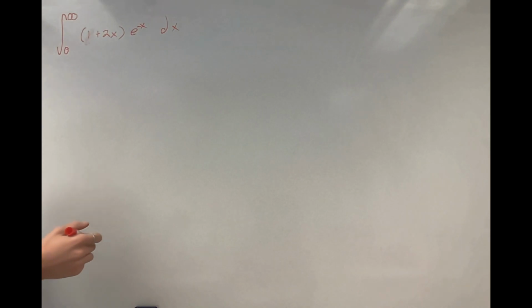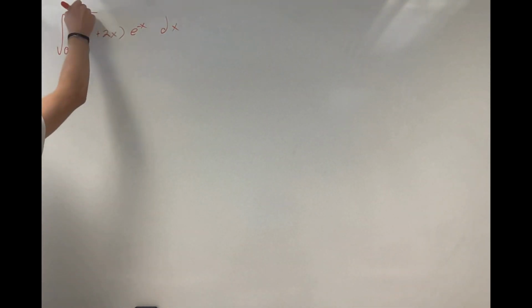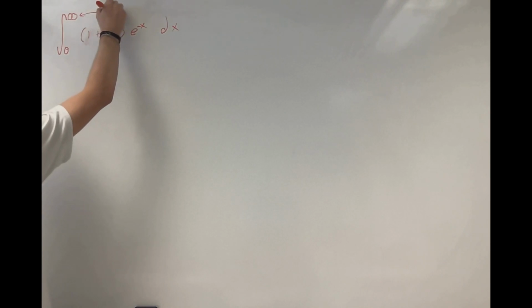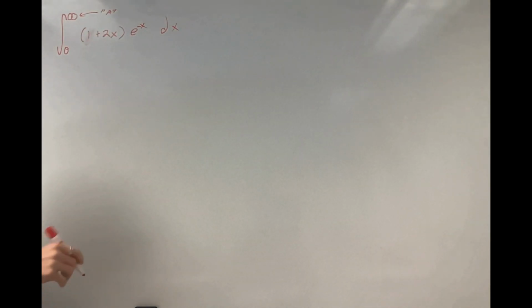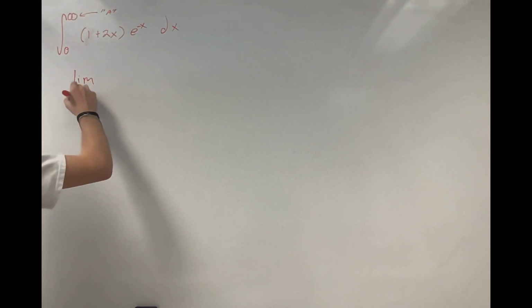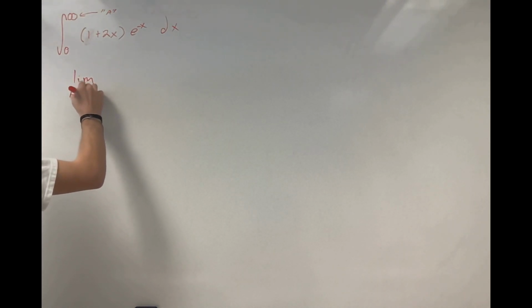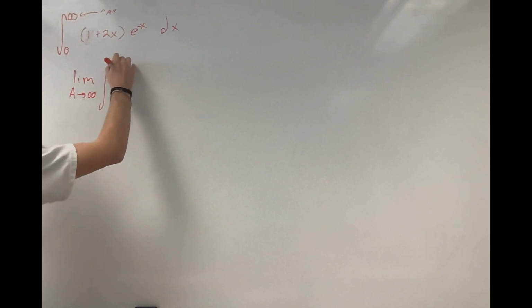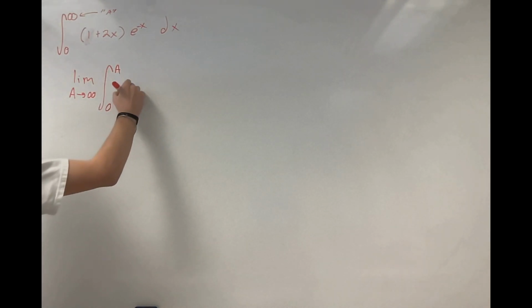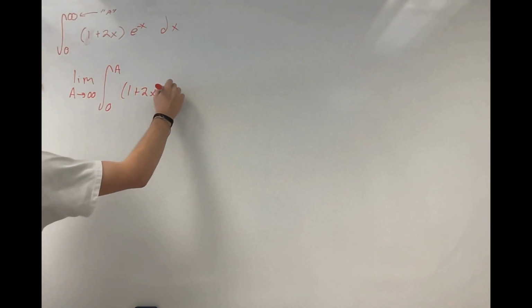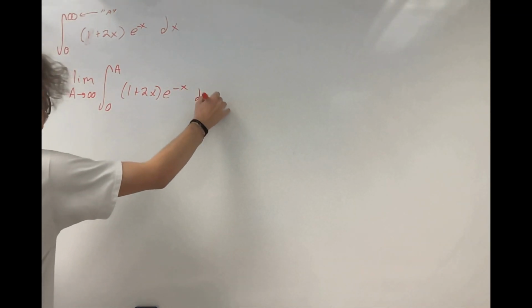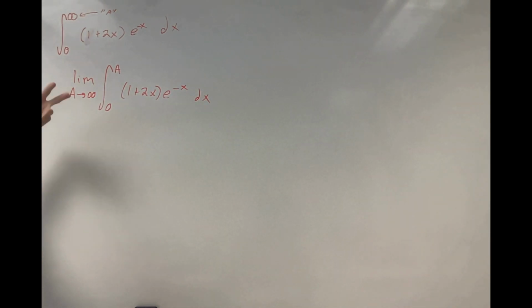So the first step of any improper integral is redefining our infinity as a variable of a. Or in this case, it could be b or any variable, but I just like to stick to a for most of these. So the limit as a approaches infinity for the integral of 0 to a of (1 plus 2x) e to the negative x. This allows us to look at a value for infinity as whatever the limit is as a approaches infinity, right? So pretty simple idea there.